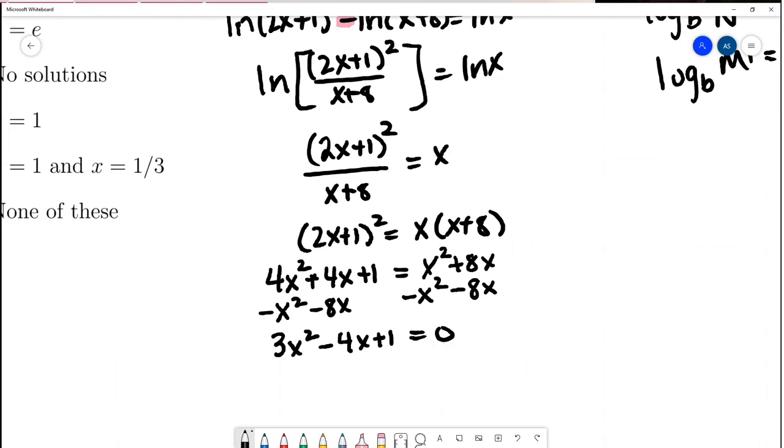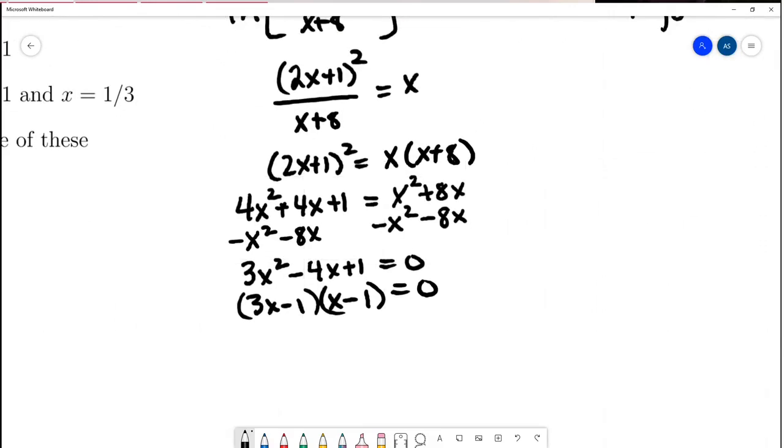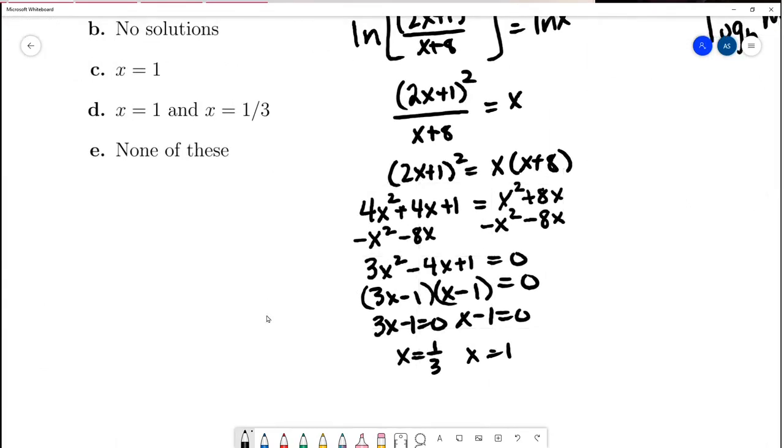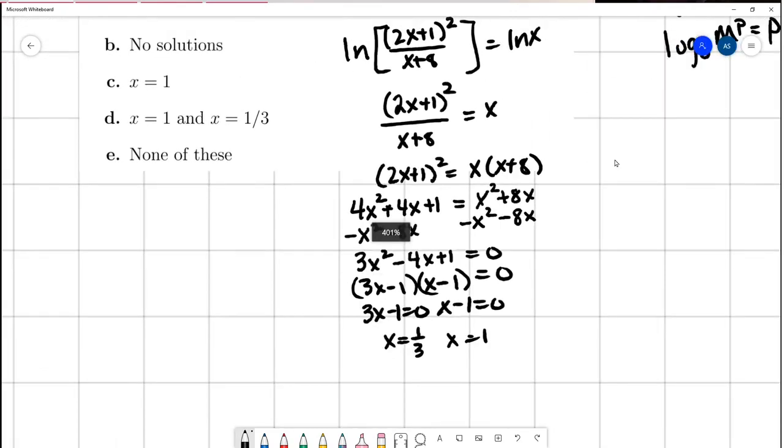I can factor. If I factor, I'll have 3x and x, 1 and 1, and we need both of these to be negative. I'll set each of these factors equal to 0, and I get proposed solutions of 1/3 and 1. And the reason why I say these are proposed solutions is because logarithms have restricted domains, so we need to check to make sure that these values are in the domain of our log expressions.